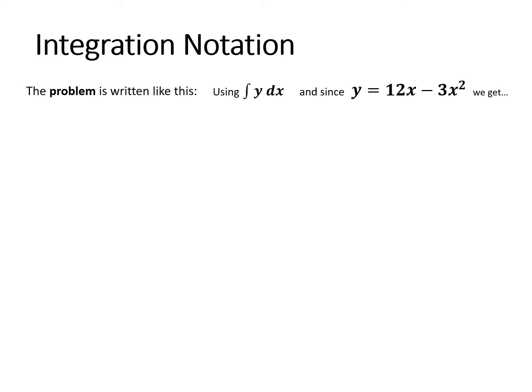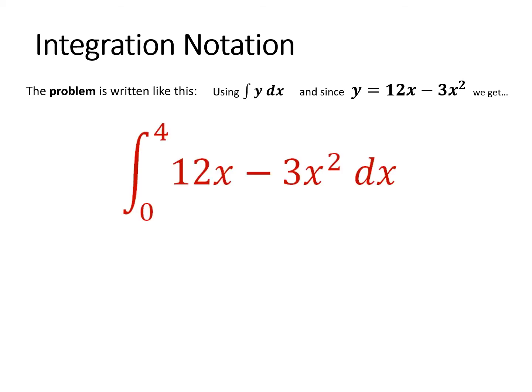There's lots of funny notation with integration, and you've got to be a bit careful with it. We've got that funny curly s, y dx, so the integral of y dx. Since we know y is 12x minus 3x squared, we can put that equation into that symbol instead of the y. So what we actually get is this: you can see the curly s, and instead of y, we've now got 12x minus 3x squared. We've still got that dx on the end, and we've now put these numbers 0 and 4.